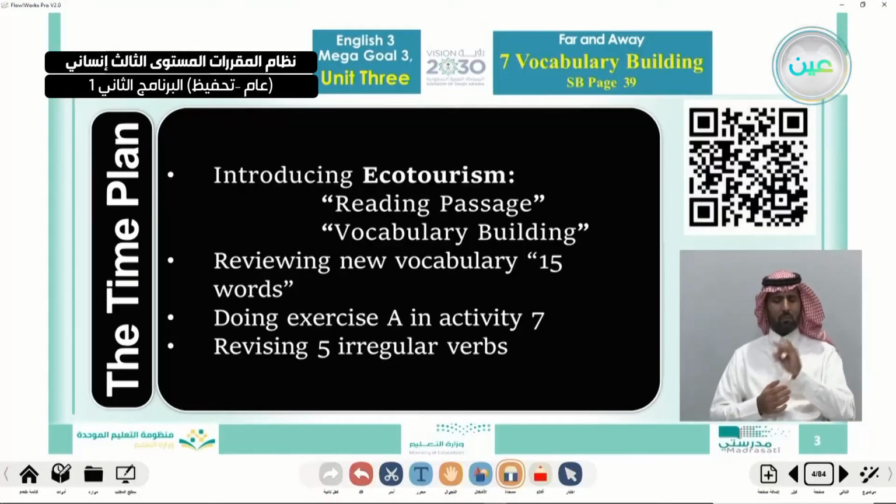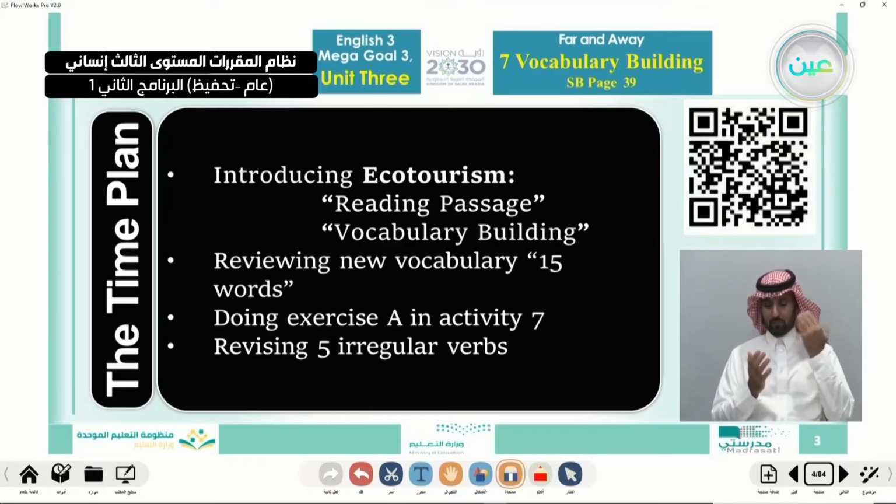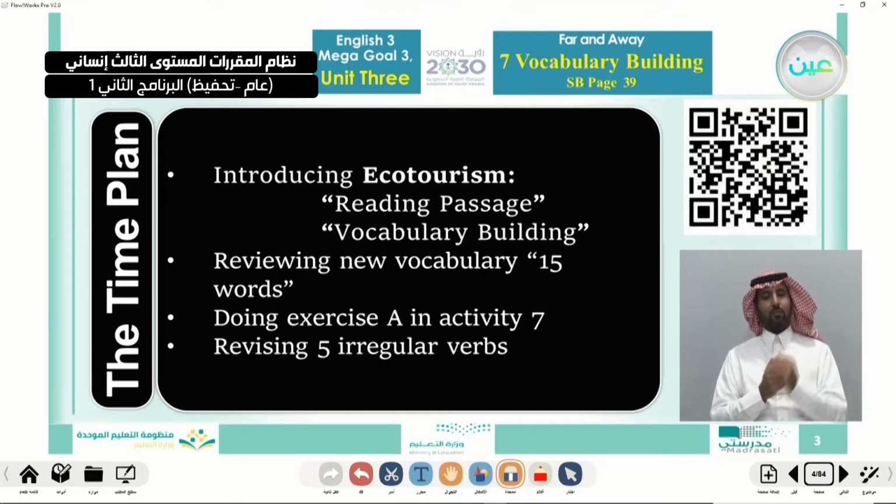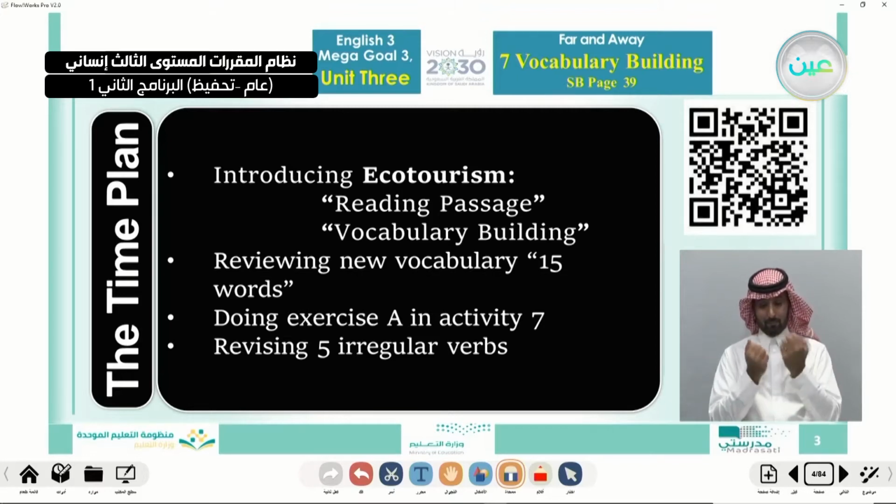Okay, as usual, let's start by reviewing our plan for our class today. First, we're going to introduce the class of today, which is the Ecotourism reading passage. We'll start with introducing vocabulary, and then review some new vocabulary from this reading passage, about 15 words. After that, we're going to do exercise A on page 39, and then review some irregular verbs.